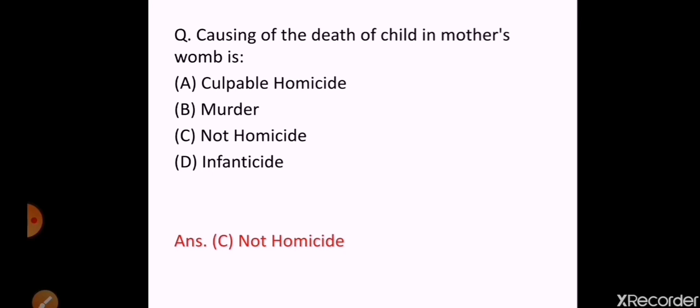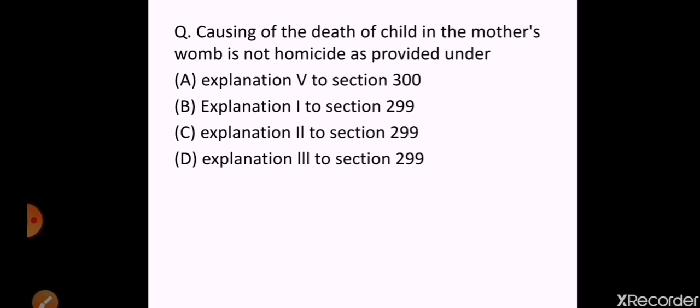So the next question is, causing of death of a child in the mother's womb is not homicide as provided under option A is explanation 5 to section 300, B explanation 1 to section 299, C explanation 2 to section 299, D explanation 3 to section 299. I hope your answer is correct.